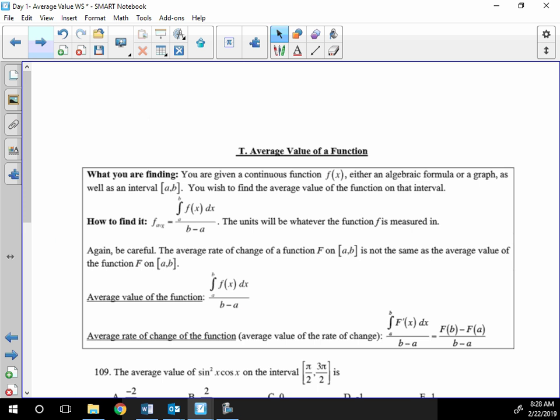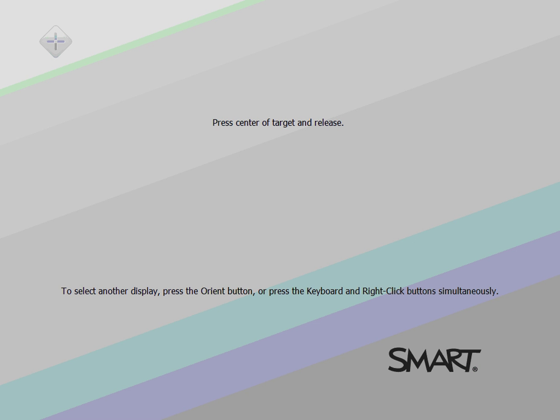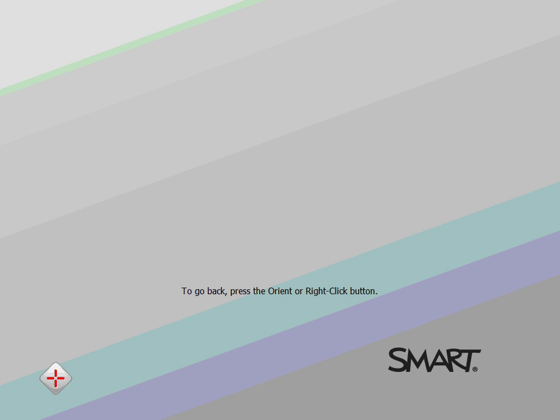So let's go ahead and take a look at what we have right now. I'm going to orient this real quick. That's what the top part of the box is saying: in order to find the average value of the function, you have to integrate that function and find that antiderivative, or if you have your calculator, you can just punch it in on your calculator.